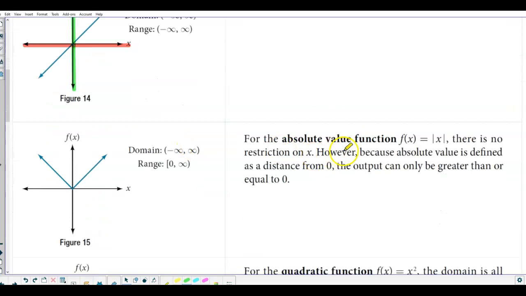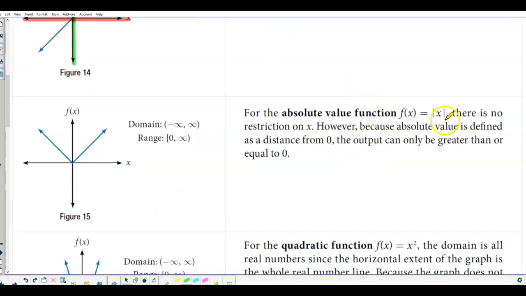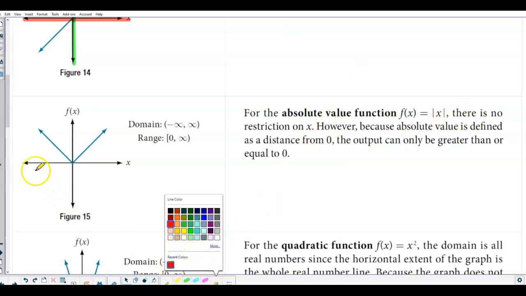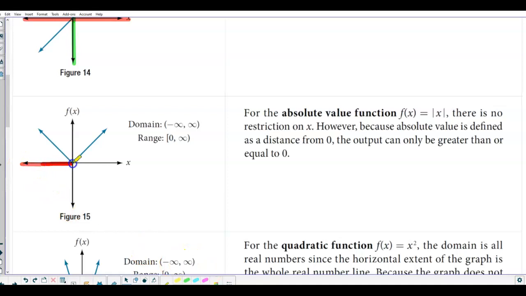Now for the absolute value function, we have f of x, which is equal to the absolute value of x. So there is no restriction on x. Well, let's take a look here. If we take a look at the x-axis, it's going from negative infinity to positive infinity, which means we have all values of x that are going to correspond to this graph. Now, when we take a look at the range, it doesn't go below 0. So we're starting at 0, and it's going all the way up to positive infinity. So again, the domain goes from negative infinity to positive infinity, and the range includes the 0 and going all the way up to infinity.